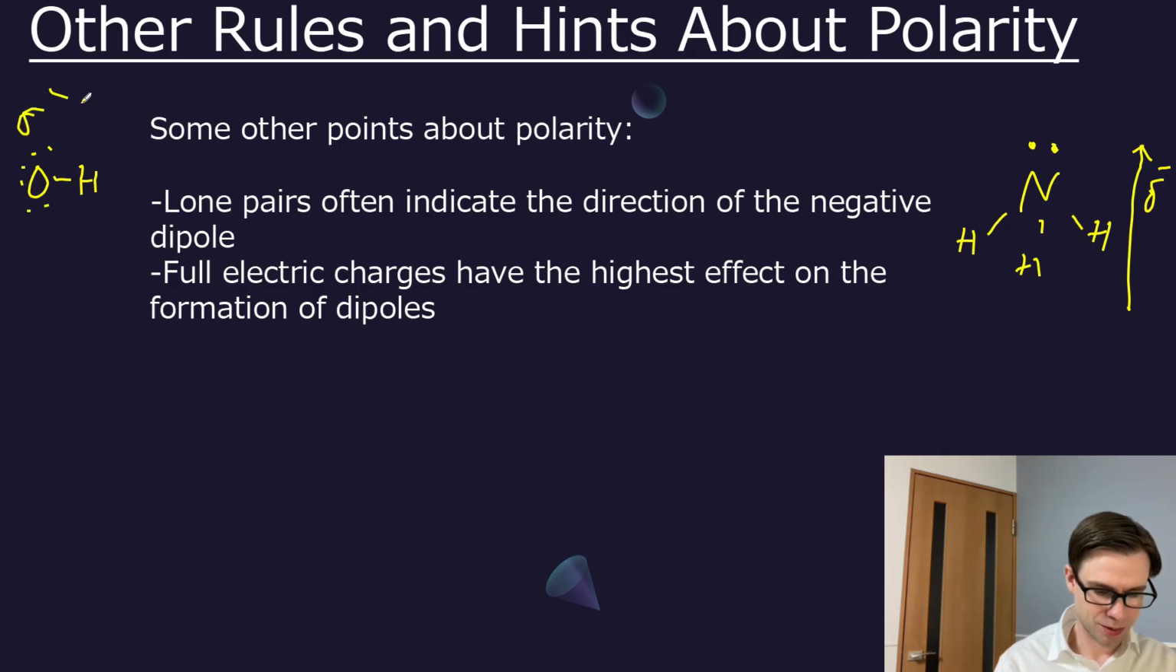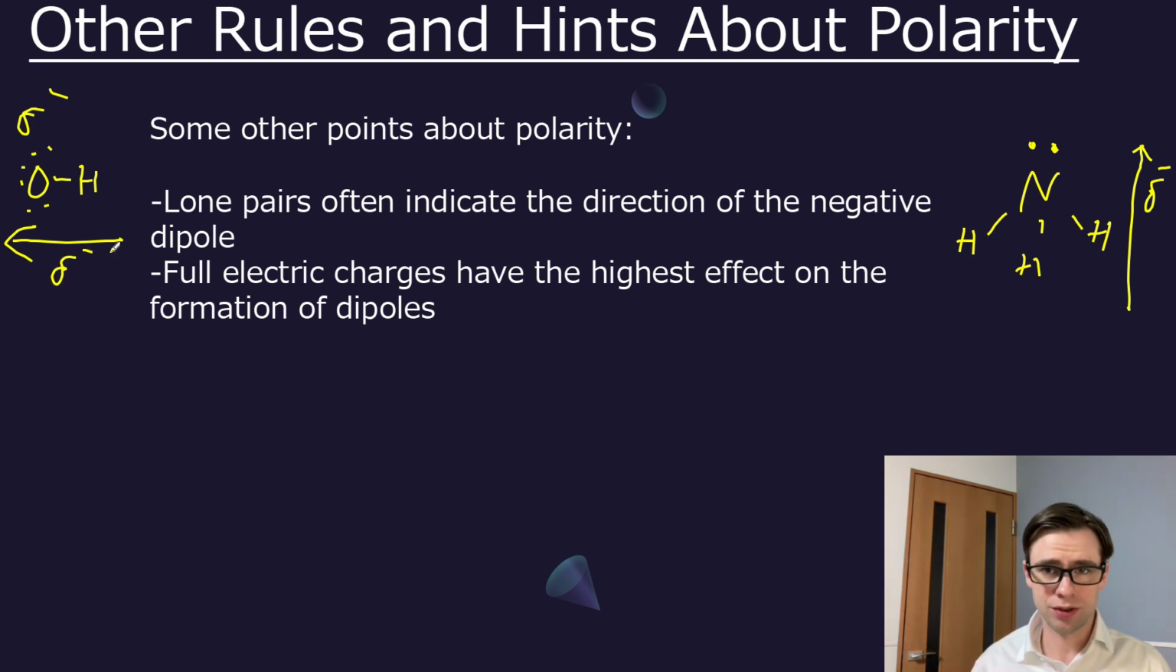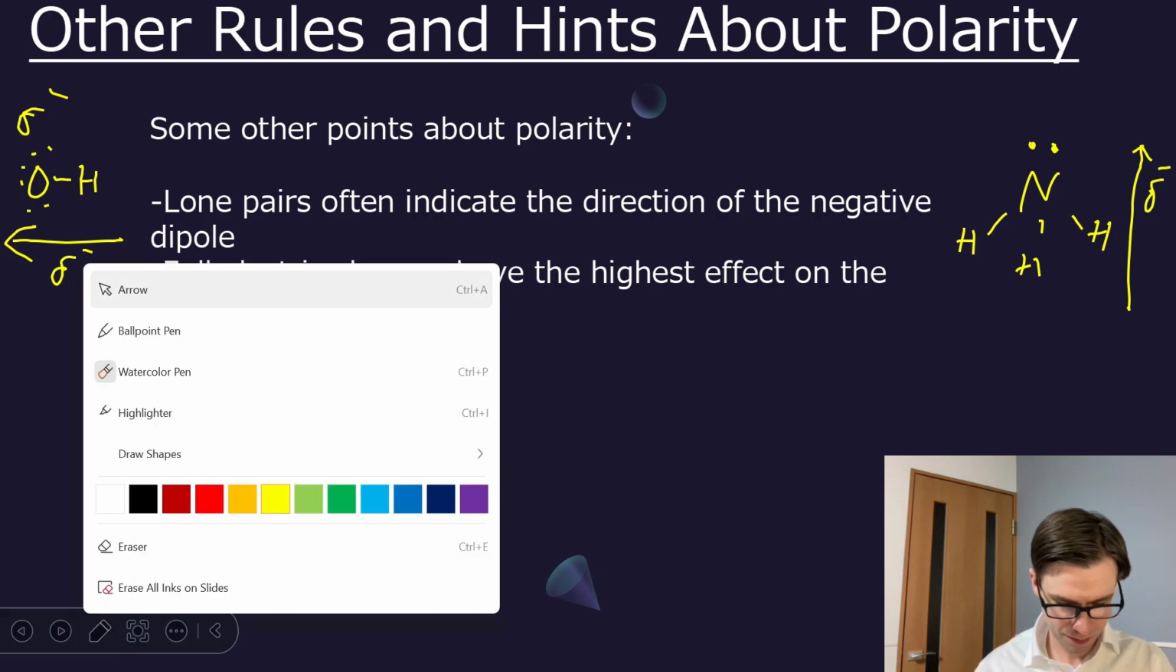This has an incredibly strong negative concentration on the left, so you can also consider its dipole to be in that direction. Okay, if you've got full charges like that, positive or negative, if it was a positive one, this negative dipole would be pointed in the opposite direction. Keep that in mind. But charges have the highest effect on the formation of polar regions, or charged regions, right? Okay, what else can we say?